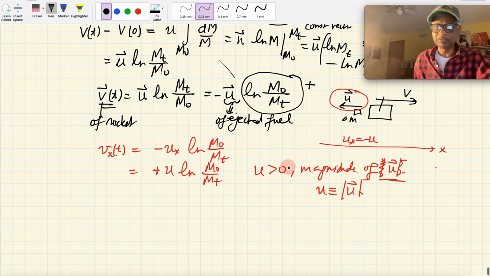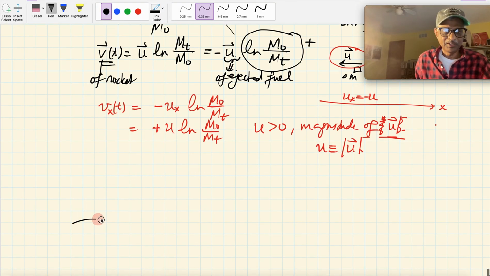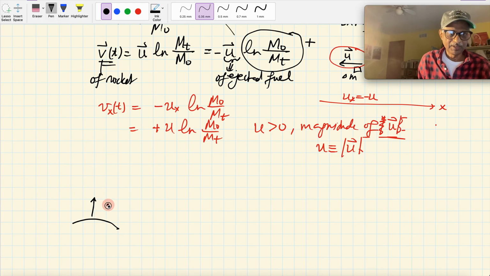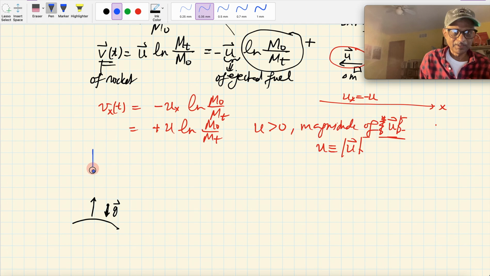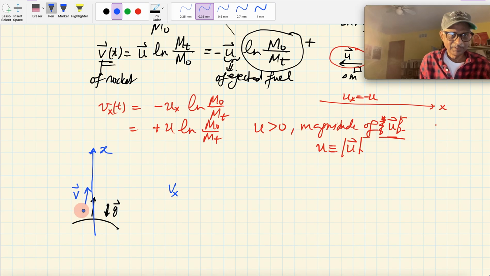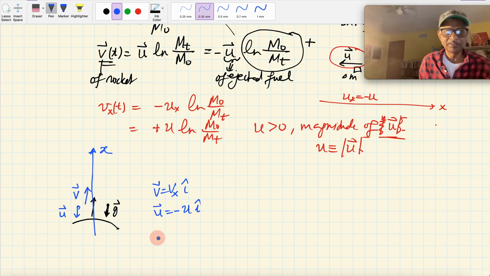So let's do the other one. So here I'm going to do rocket shoot up. So the gravity is pointed down. So g is pointed down. And this time, let's call this x-axis. So the V will be V equals Vx i hat, and the u is pointed down, then u will be minus u i hat, okay?